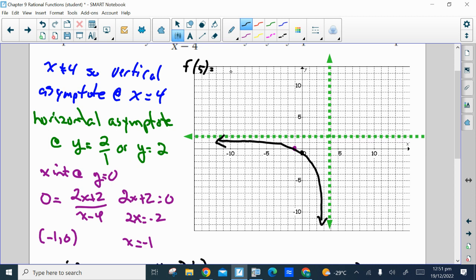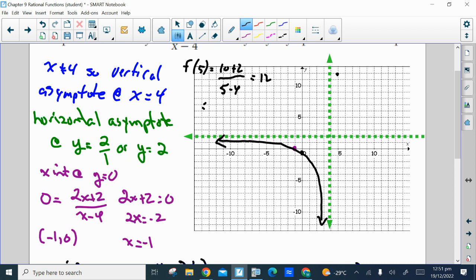What is f at 5? So it'll be 2 times 5, which is 10 plus 2 over 5 minus 1. So that'll be 12 over 1, or 12. So we have the point 5 comma 12. So again, that confirms that the other arm of this graph is in that top right quadrant. We could find, say, one other value.